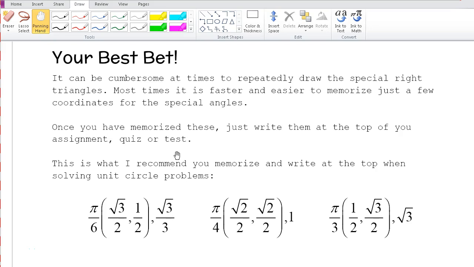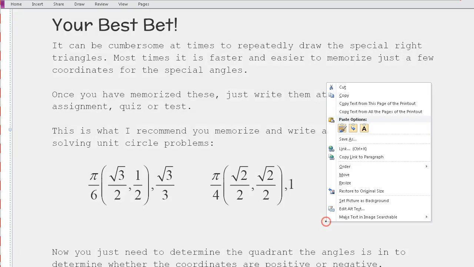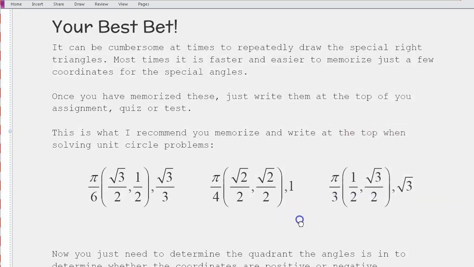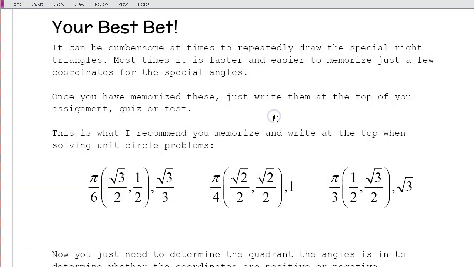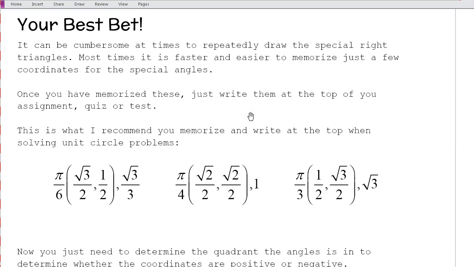In this video we're going to be talking about our coordinates on the unit circle and what I feel would be your best course of action for calculating these in the quickest and easiest manner. So we talked about the special right triangles in the unit circle, and you could draw those right triangles every time and figure out what the ratios of the sides are, but it becomes cumbersome and it takes time to do that.